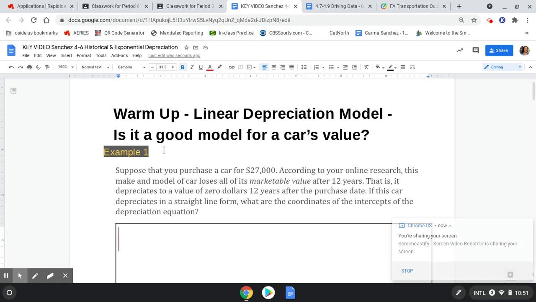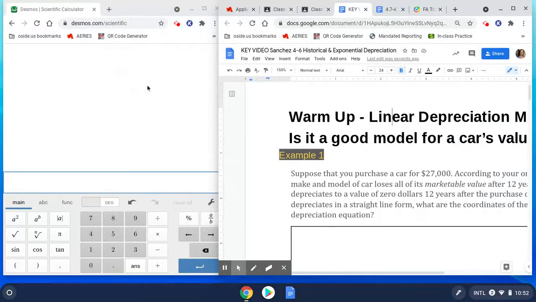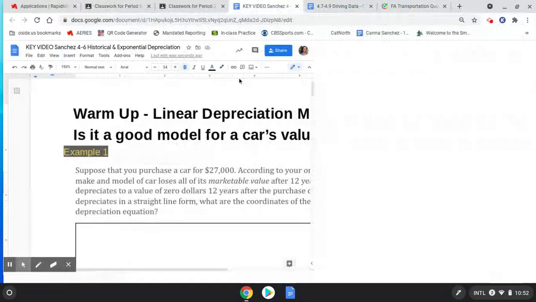All right, before we get started on these notes, we're going to be looking at some stuff from Math 1, the linear depreciation model and an exponential depreciation model. And so you are going to need a Desmos tab open, have it ready.